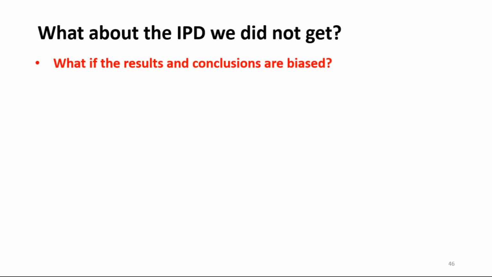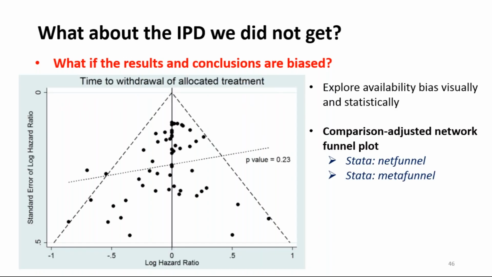We can also look at whether our results and conclusions of the work we've done are biased, and we can look at this statistically. So this is a comparison adjusted network funnel plot, which is an extension of a standard funnel plot that can be used to examine publication bias in meta-analysis. This is extended to network meta-analysis. And we can use this to explore availability bias both visually and statistically.